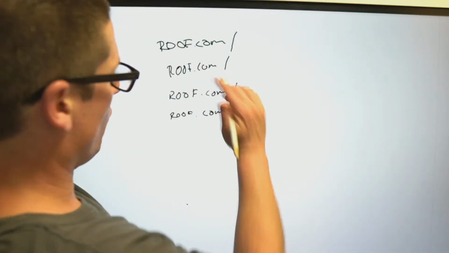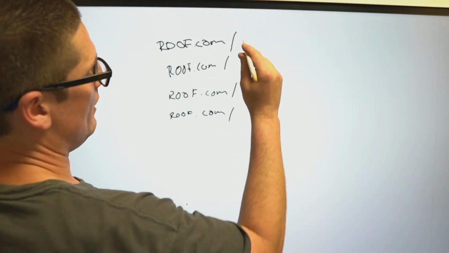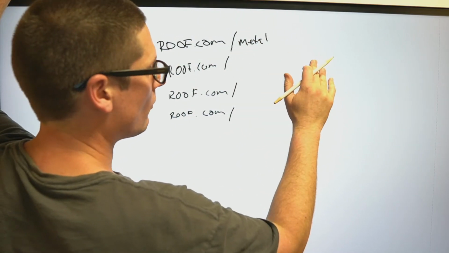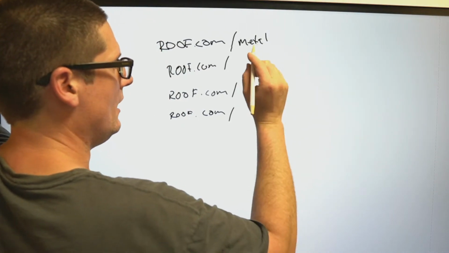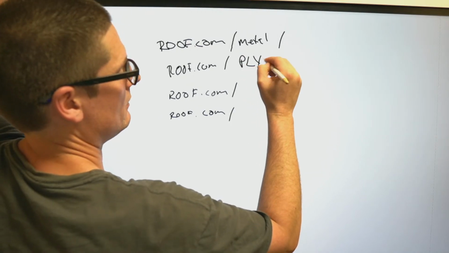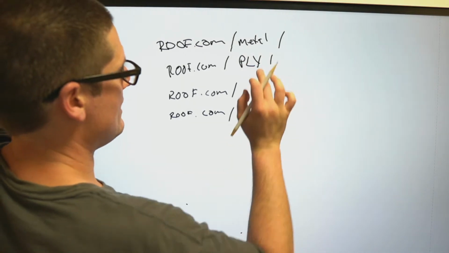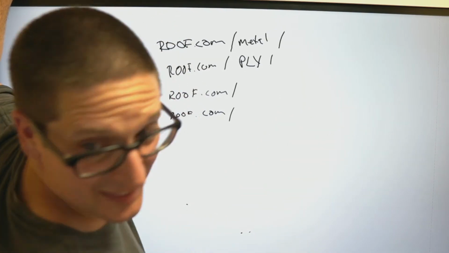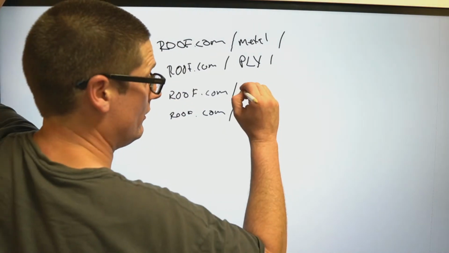Okay? So roofing. So we know that Raphael does metal roofing, right? We know that Raphael does ply roofing. We know that Raphael does, I don't know much about this. Let me take a look. Asphalt.